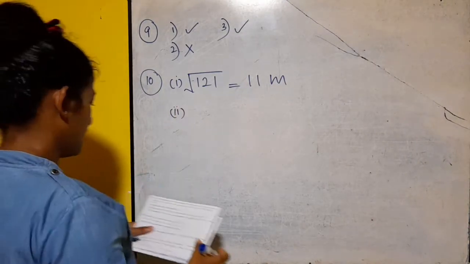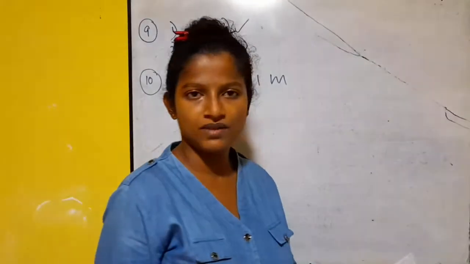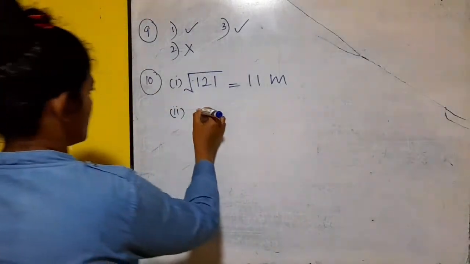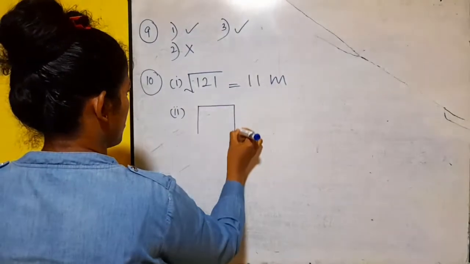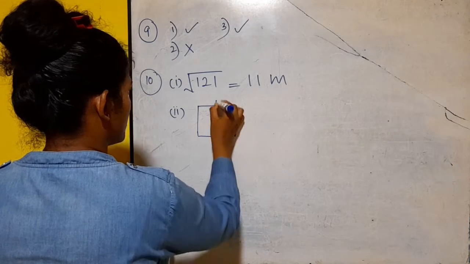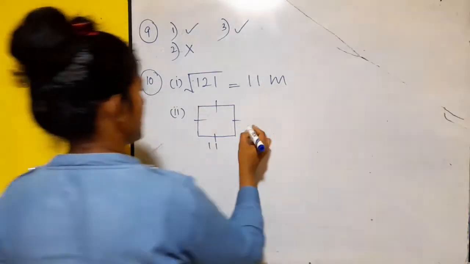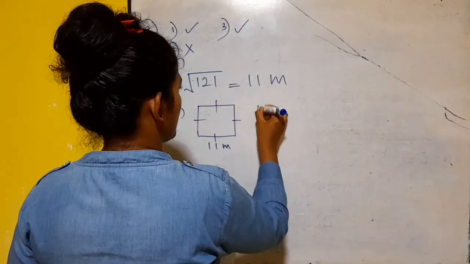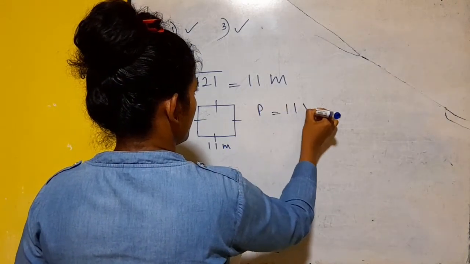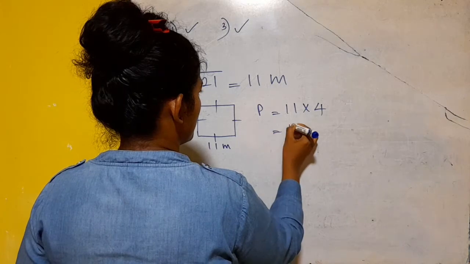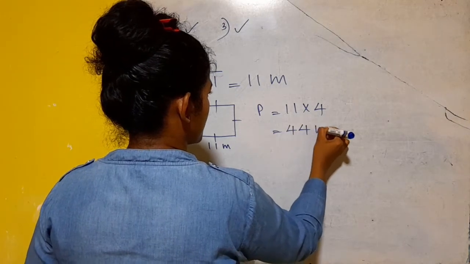In the second part, find the perimeter of the flower bed. That is a square shaped flower bed. Because of that, all the lengths are equal. If one length is 11 meters, you can find the perimeter by 11 times 4. That is 44 meters.